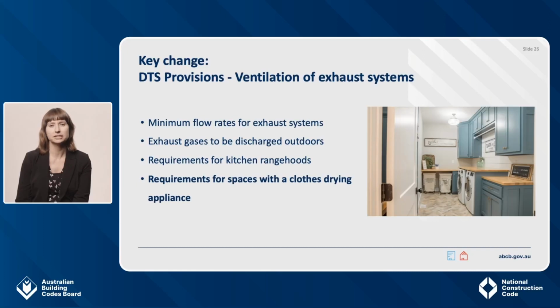Another change in NCC 2022 is with areas where you dry your clothes. For such areas, NCC 2022 requires a space to be provided for ducting from the clothes drying appliance to the outdoor air. If the room is not naturally ventilated in accordance with clause F6D7, it also needs to be provided with make-up air in accordance with Australian Standard 1668 Part 2. These requirements do not apply if you have a condensing type of dryer.